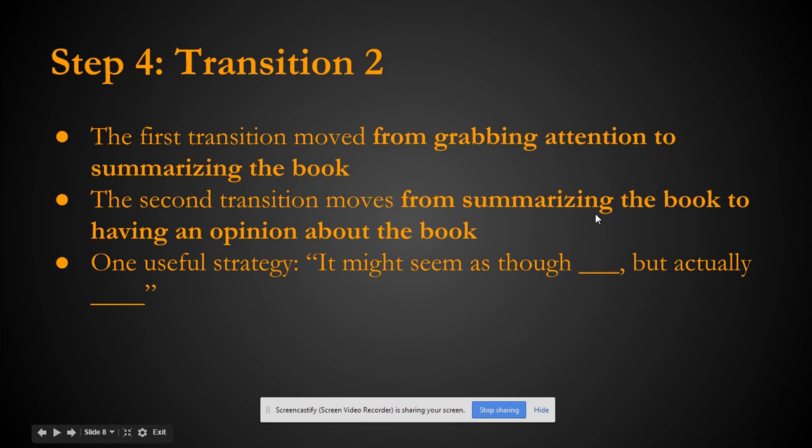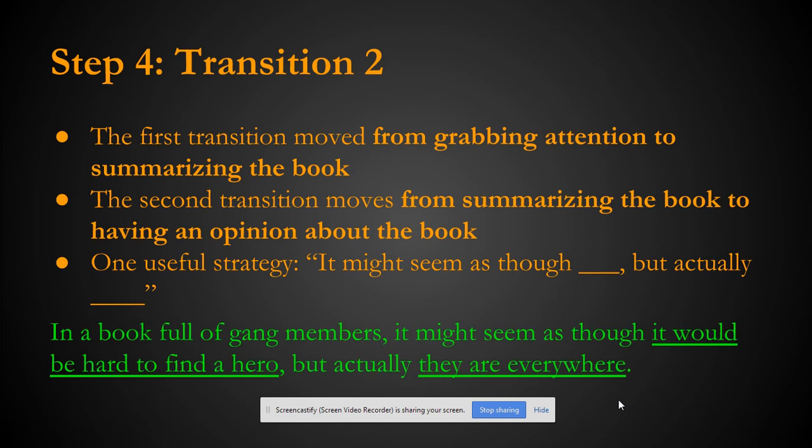It's certainly not the only way that you can transition from summarizing to having an opinion about a book, but it is one option. It might seem as though blank, but actually blank. Here's an example. In a book full of gang members, it might seem as though it would be hard to find a hero, but actually they are everywhere. So now we're not just talking about what happens in the book, but we're talking about my opinion that heroes are everywhere in the book. You're allowed to copy that sentence verbatim if you want.